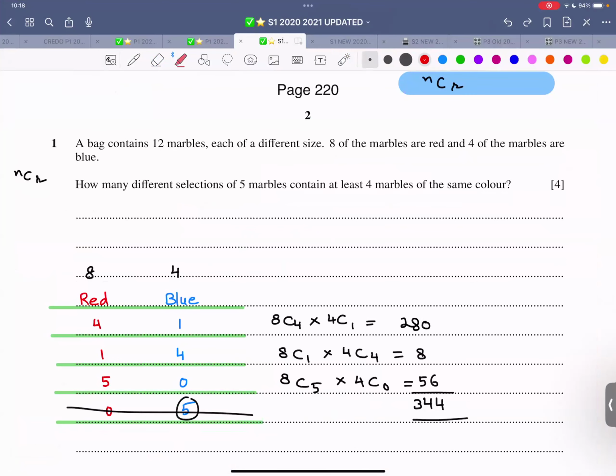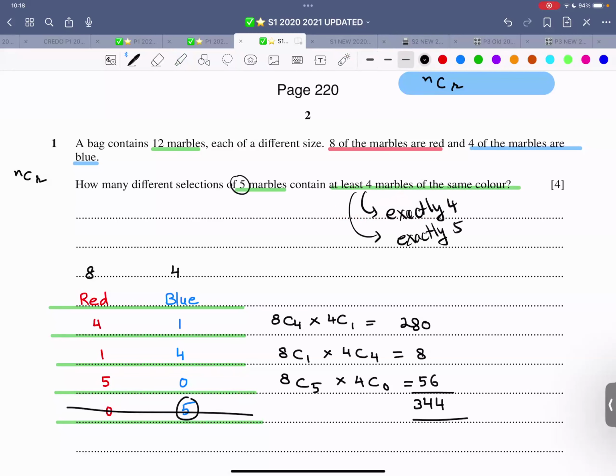The first question says, a bag contains 12 marbles, each of a different size. 8 of the marbles are red and 4 of the marbles are blue in color. How many different selections of 5 marbles contains at least 4 marbles of the same color? That means the possibility is, when the word at least is used, at least 4, which means exactly 4, that is a possibility. Or it could also mean exactly 5. Because altogether we need 5 marbles.